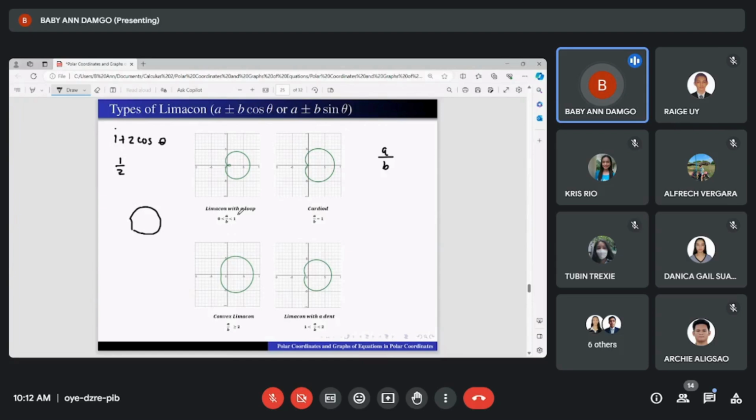Sige, practice daw ta class. So if we have R is equal to 1 minus 2 cosine theta. Okay, unsa may graph niya class? If we have R is equal to 1 minus 2 cosine theta. Unsa may graph?